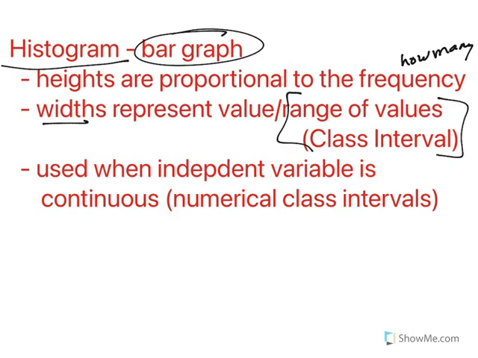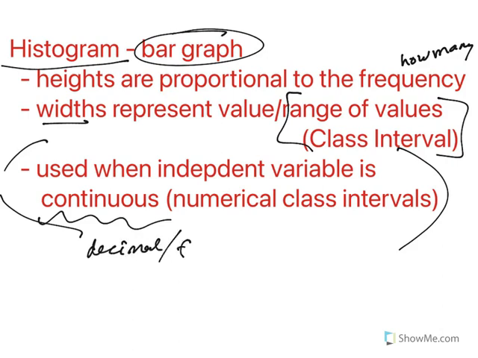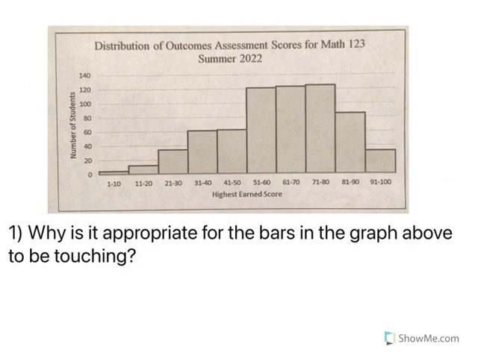When there is a range of values, that's when we're talking about class intervals. Histograms are used when the independent variable is continuous. So it's numerical, and I like to think if you can have decimals or fractions, that's when you're thinking continuous data. For example, the distribution of outcome assessment scores for Math 123 in summer of 2022. So we're talking about scores earned on an assessment.